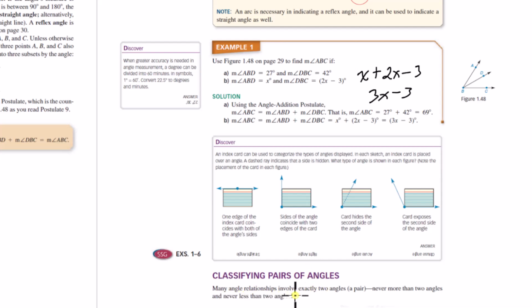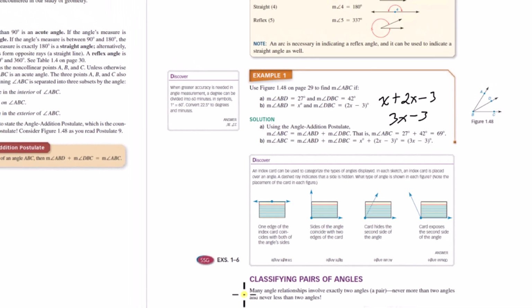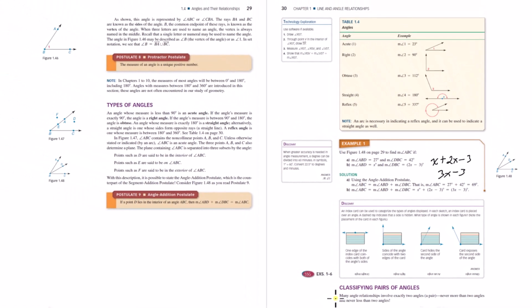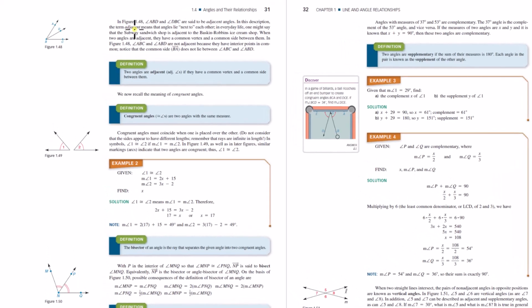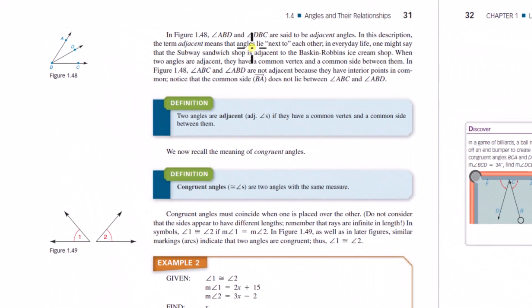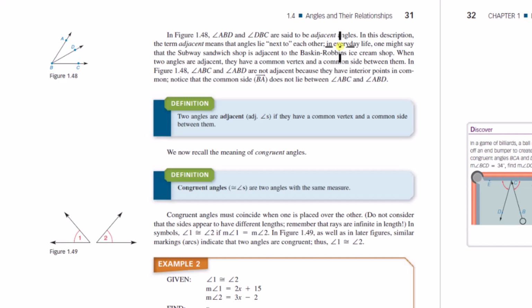Many angle relationships involve exactly two angles, never more than two and never less than two. There are a lot of circumstances where you're just dealing with two angles. It's not always the case. You could be dealing with more than two sometimes, but there are a lot of scenarios where you're dealing with two angles. So we're going to come up with some classifications for pairs of angles. In figure 1.48, angle ABD and angle DBC are said to be adjacent angles.